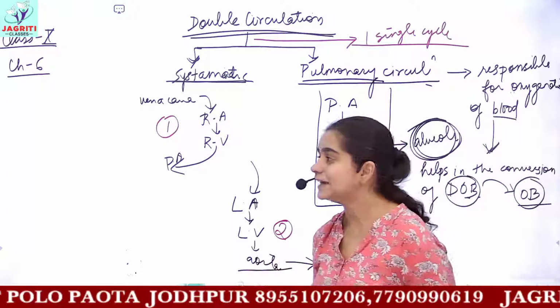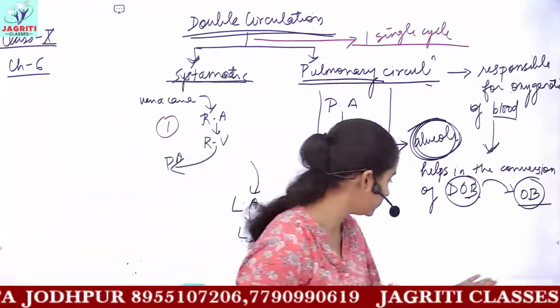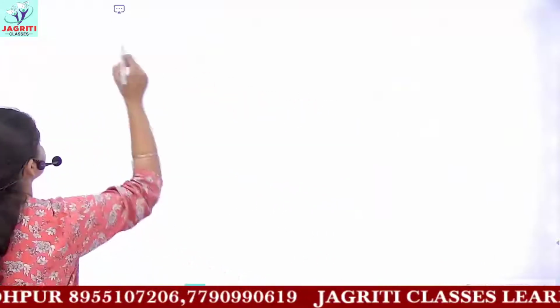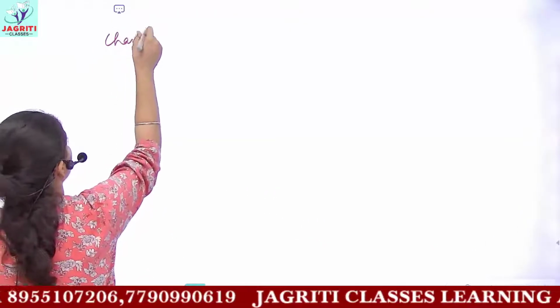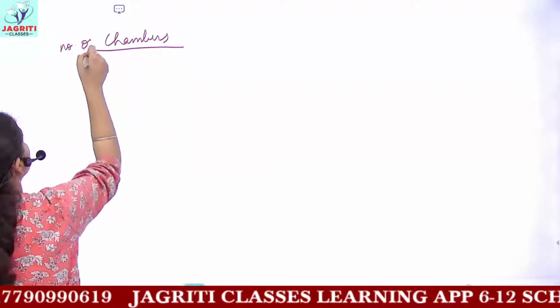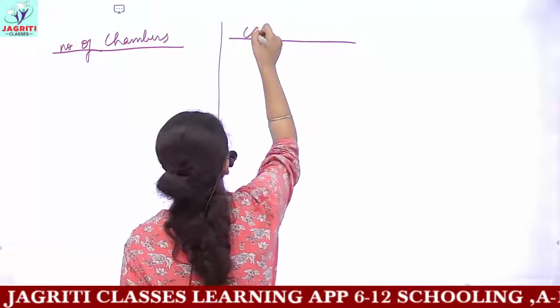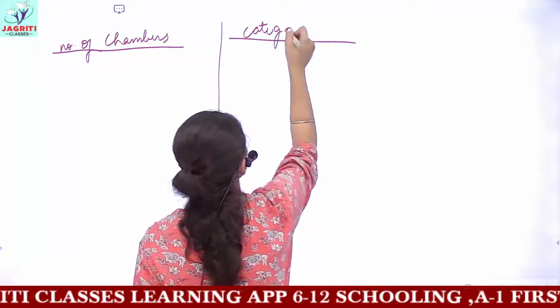Then we said that in humans or in birds and mammals we have a four-chambered heart. Why so? That is according to the number of chambers present in your heart, you have different organisms or different categories and classes of organisms.